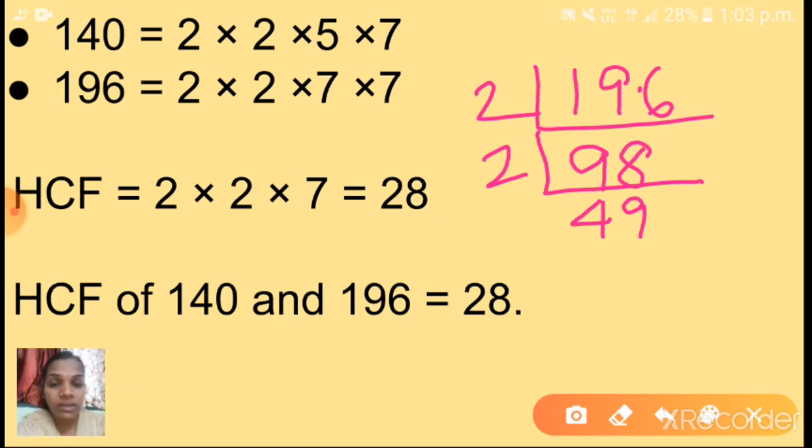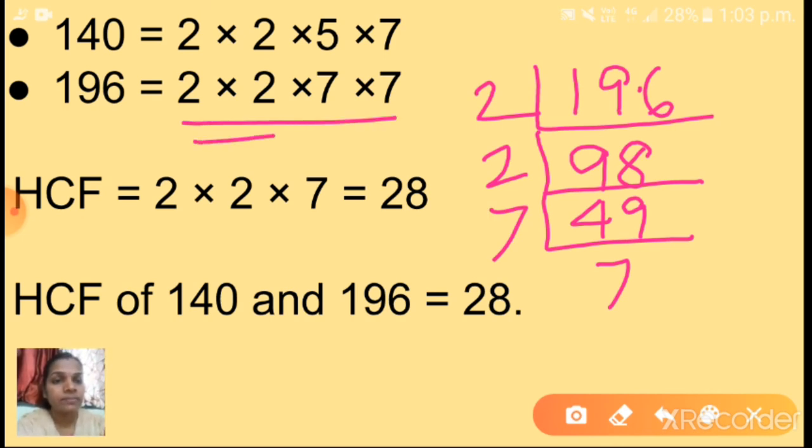This 49 will come in which prime number's table as a multiple? Very good, 7th table. You have to remember. Okay, children, 49 will not come in 2's table, 3's table and 5's table as a multiple. But this 49 will come in which prime number's table as a multiple? I told you, 7th table. So 7 sevens are 49. So what are the prime factors of 196? 2 into 2 into 7 into 7.